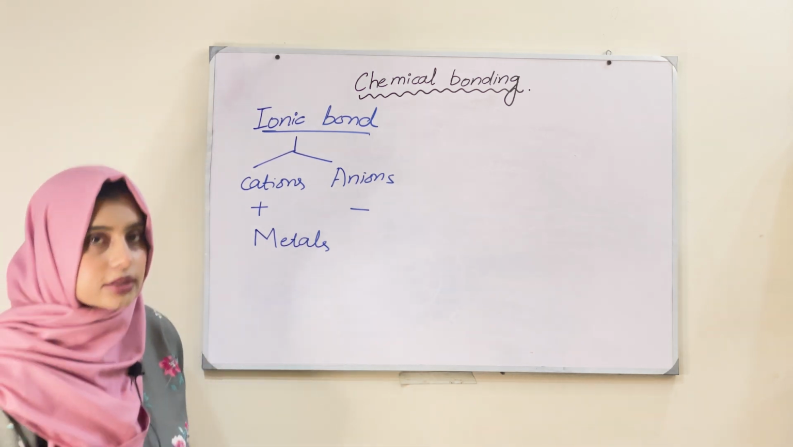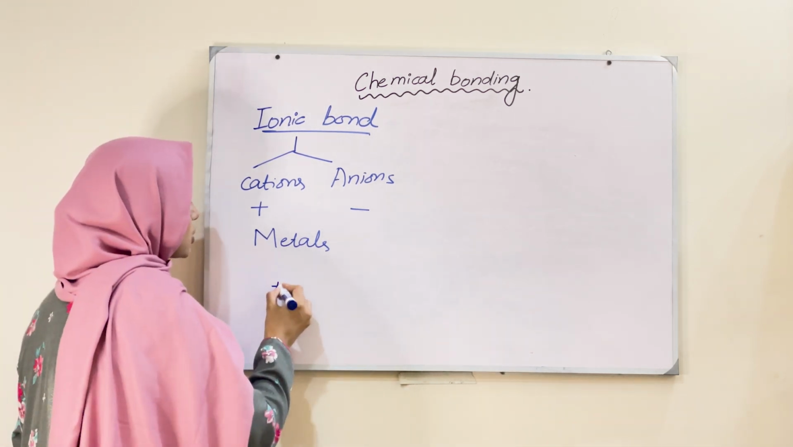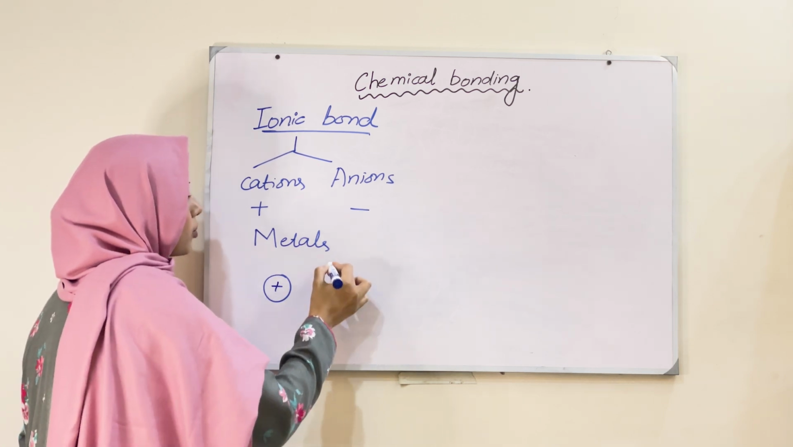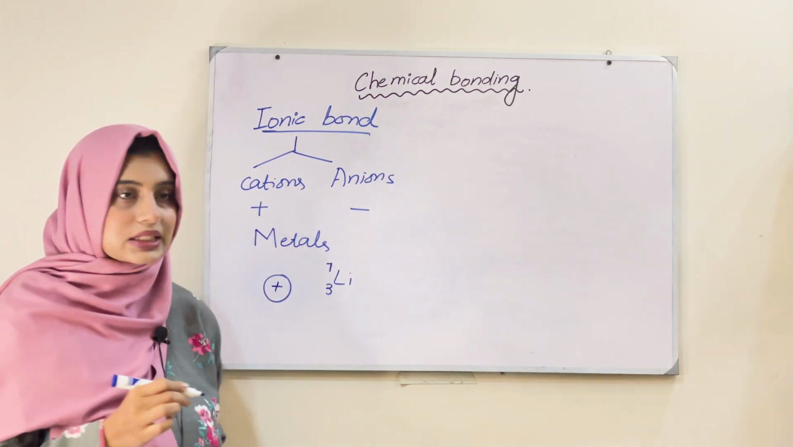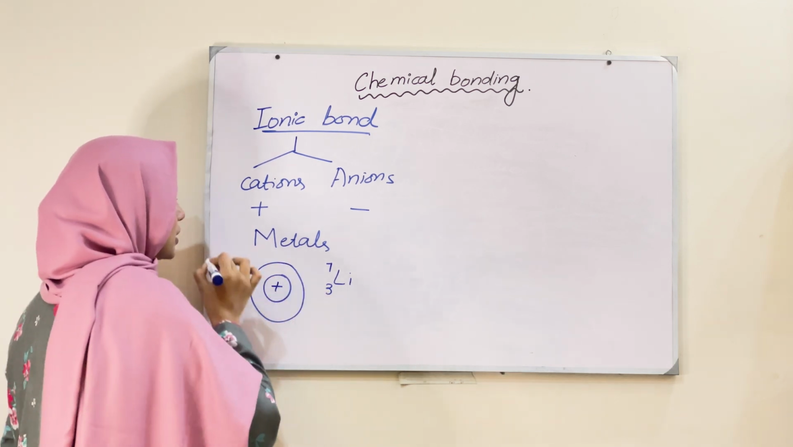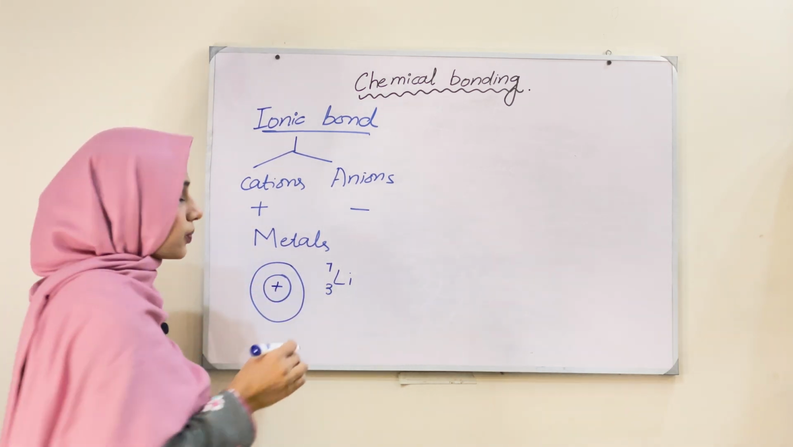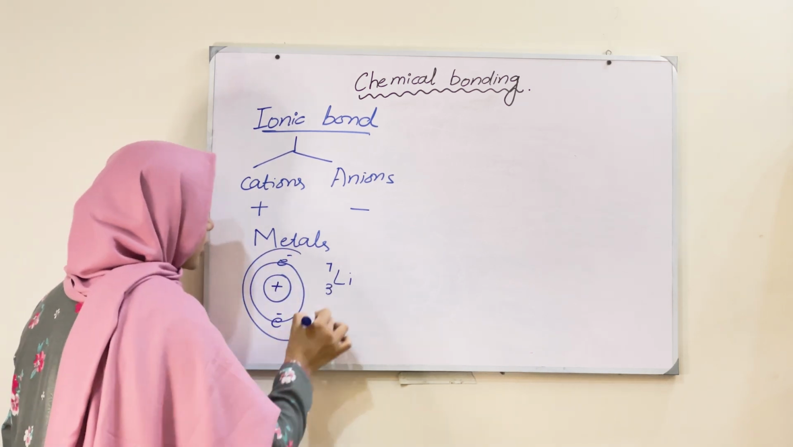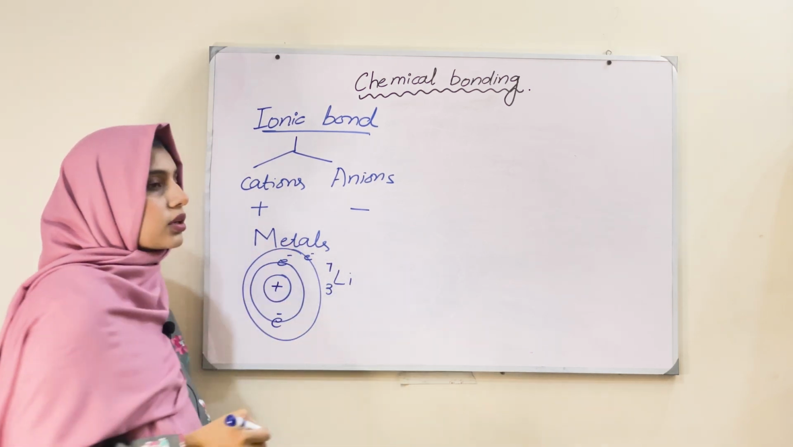Let's say lithium. Lithium has 3 electrons in its outermost shell. This is lithium, with atomic number 3 and atomic mass 7. This is the nucleus. In the first shell, it has 2 electrons, and in the second shell, it has 1 electron.